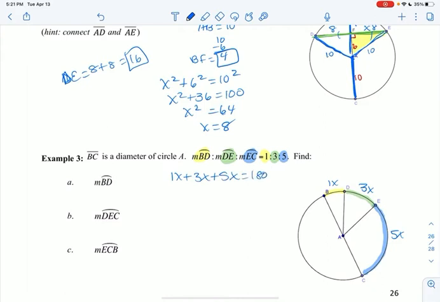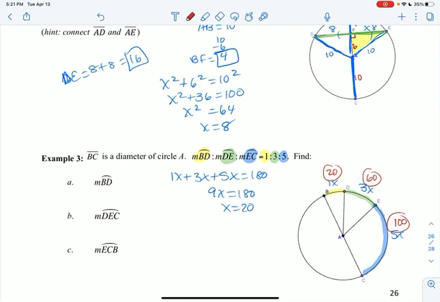Ratio problems are nice and easy. Whatever the ratio is, that's what you're calling those segments. You just tack on an x. So 1x plus 3x plus 5x is 9x. And divide by 9, 180 divided by 9 is 20. So now I'm just going to go back and substitute all these. 1 times 20 is 20. 3 times 20 is 60. And 5 times 20 is 100.